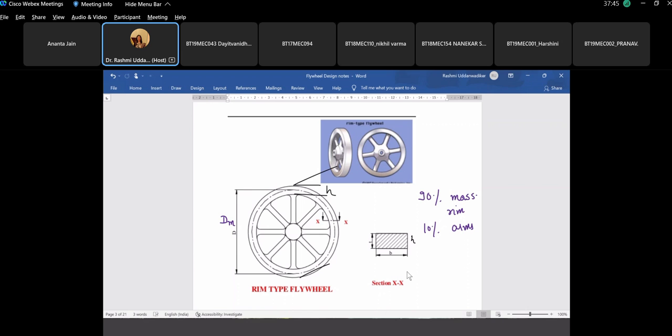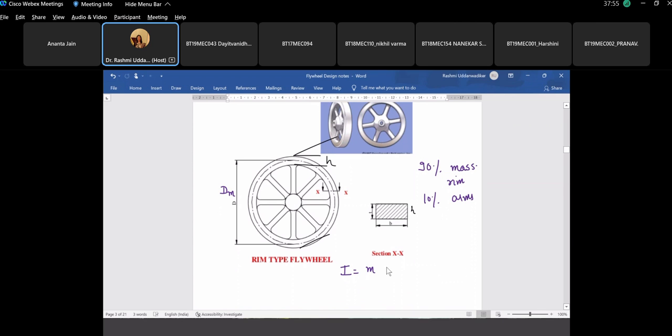So the mass moment of inertia, as you know, is I equals m into r square, or k square, the radius of gyration, and for a circular wheel this becomes m r square, which is m into mean diameter by 2 whole square, and the mass will be taken in terms of density into its volume, into its radius square.